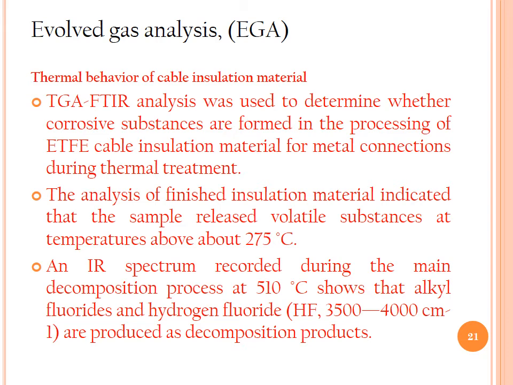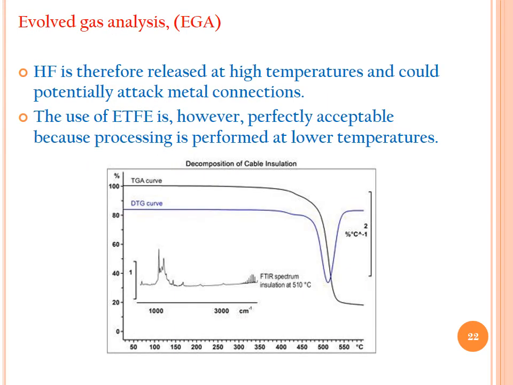An IR spectrum recorded during the main decomposition process at 510 degrees centigrade shows alkyl fluorides and hydrogen fluoride, as a result of hydrofluoric acid, at 3500 to 4000 per centimeter. IR peaks are shown for these particular materials produced as decomposition products. HF is therefore released at high temperature and could potentially attack metal connections. The use of ETFE is, however, perfectly acceptable because processing is performed at low temperature.